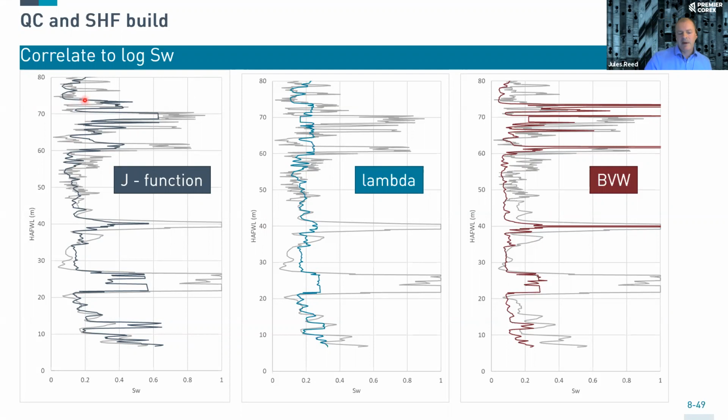And this is how they compare. And I've got pretty reasonable comparison. At the peak points here, you're getting good correlation to those peaks. The lambda, not so good. It's generally going through the middle of these, reasonable when you're close to SWI, but I'm not quite getting these high peaks here. And the bulk volume of water, it's too low, almost everywhere it's a little skewed.